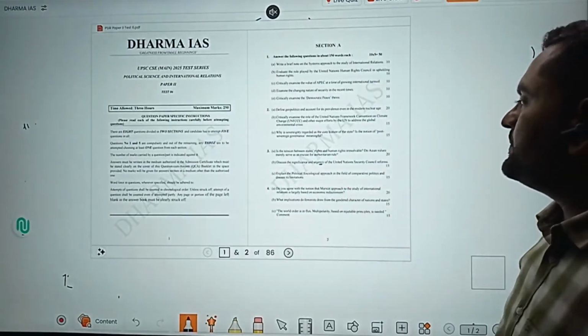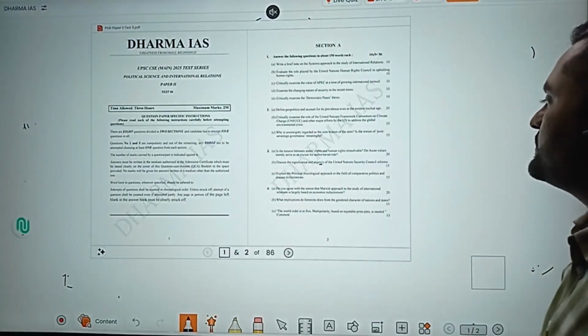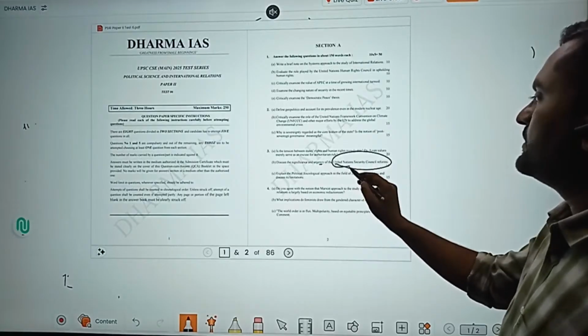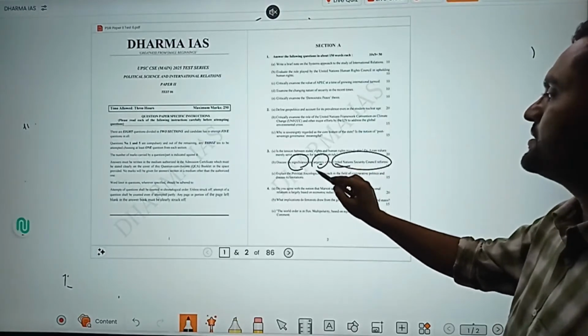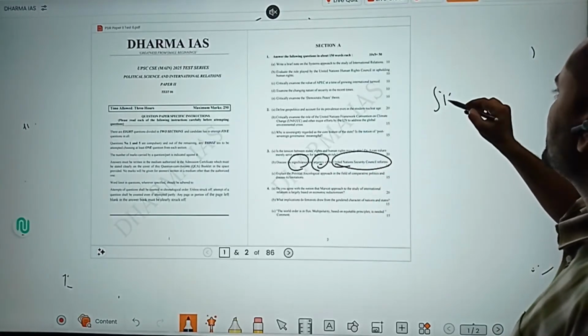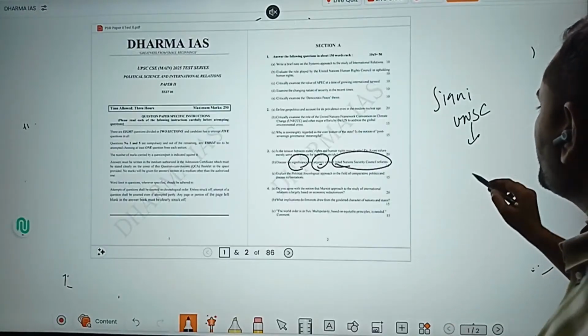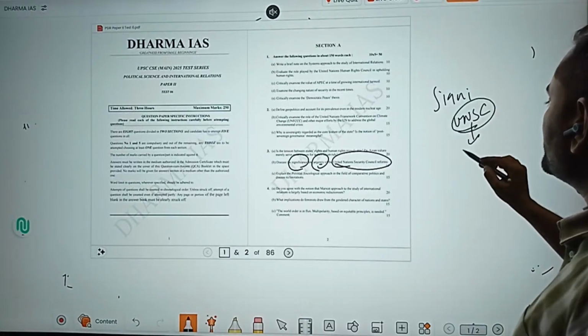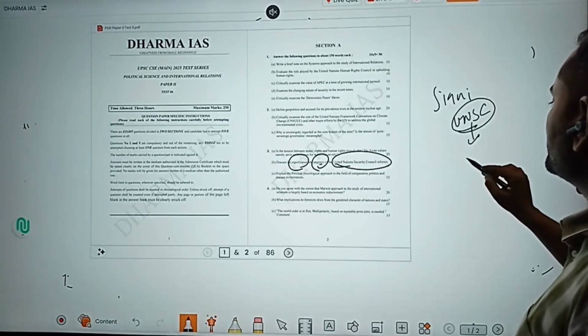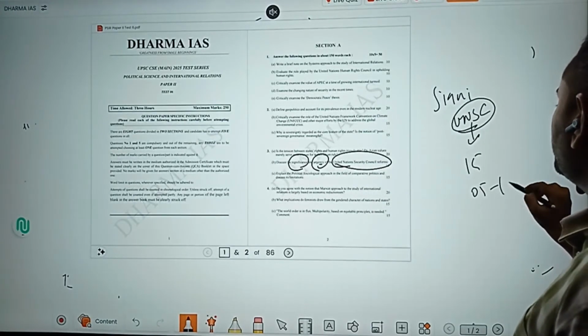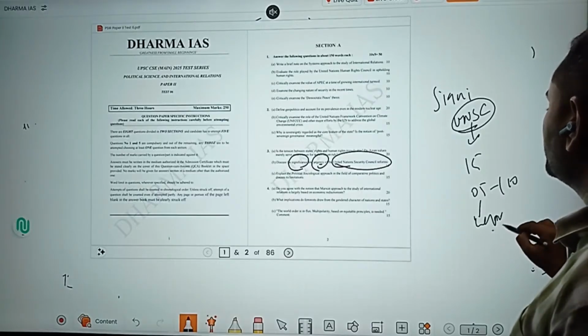Then discuss the significance and urgency of the United Nations Security Council reforms. What is the significance of the UNSC? First, give the background of the UNSC. Okay, it is the most important organ of the United Nations, with 15 members, 5 plus 10, with veto power and all that.